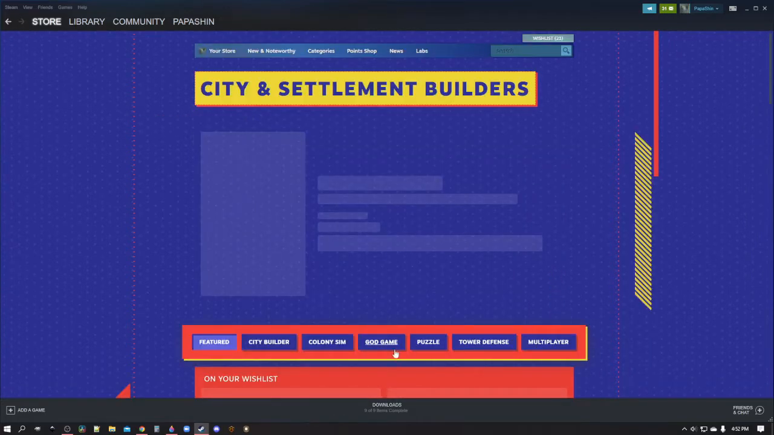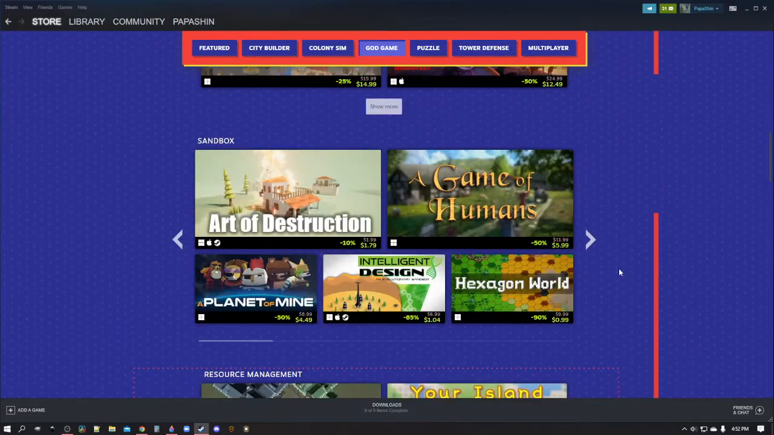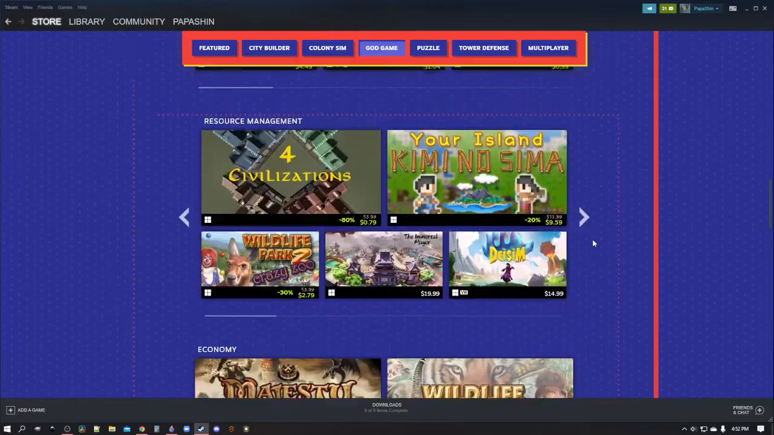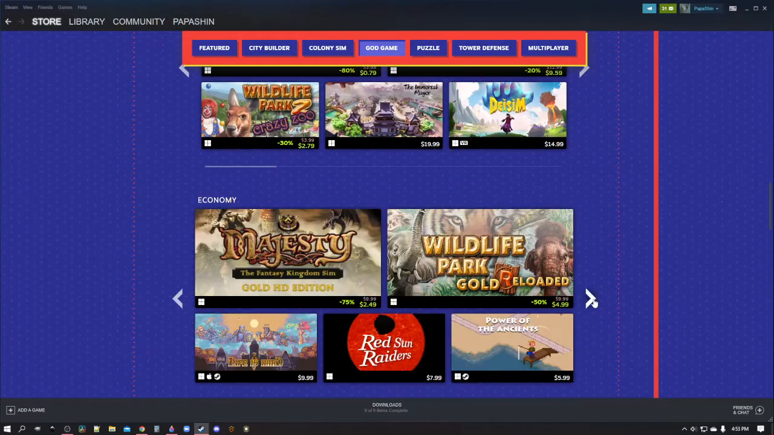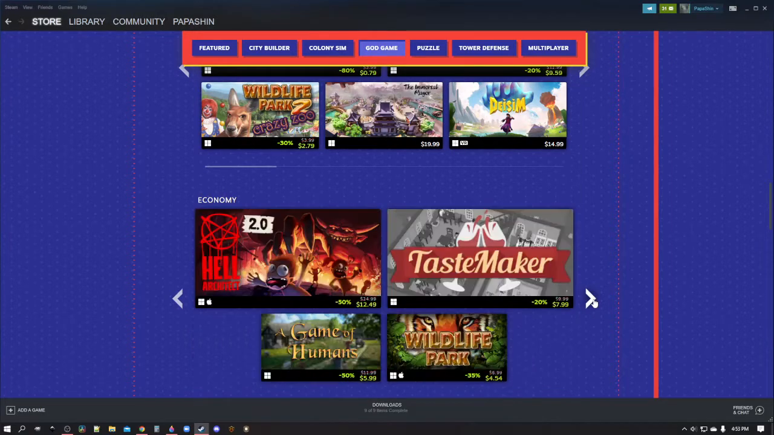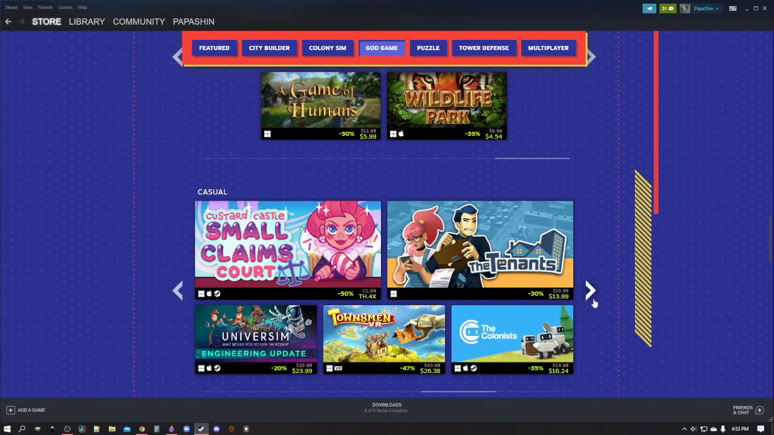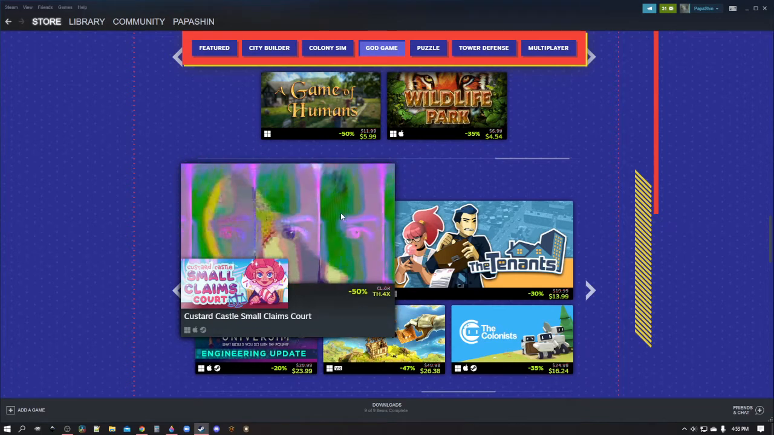This one, Whispers. You go to God Game. Scroll down. I think Sandbox has it. No. Economy. Economy had it. And it is called, if I can find it again. Economy didn't have it. Casual. Custard Castle, Small Claims Court.